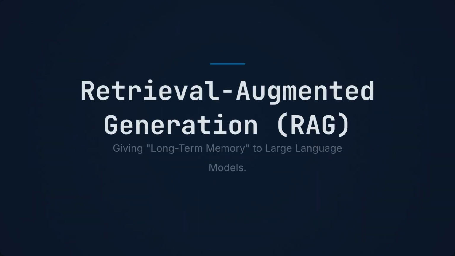A major use case is retrieval-augmented generation, or RAG. This technique gives, quote, long-term memory to large language models by fetching real-time data from vector stores, fixing knowledge gaps, and preventing inaccurate responses.